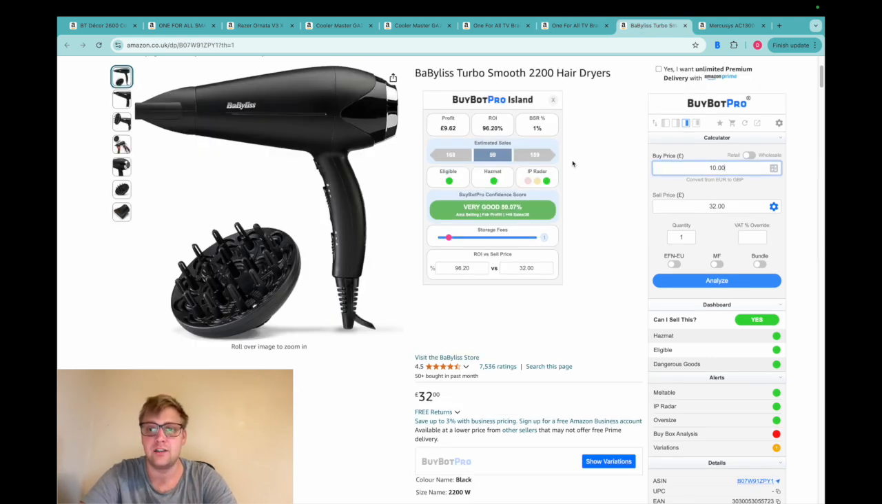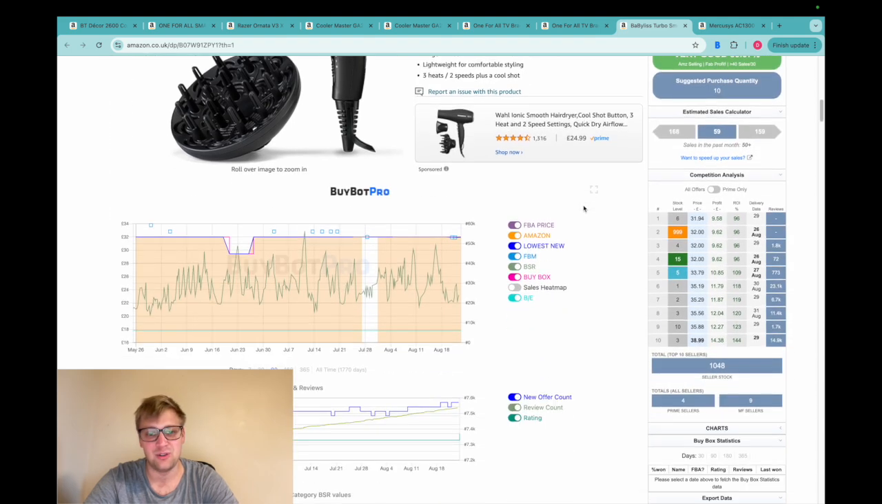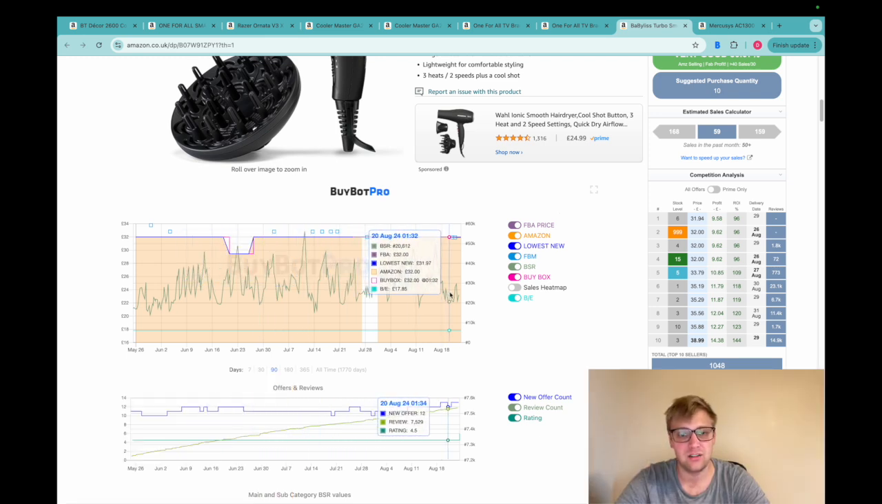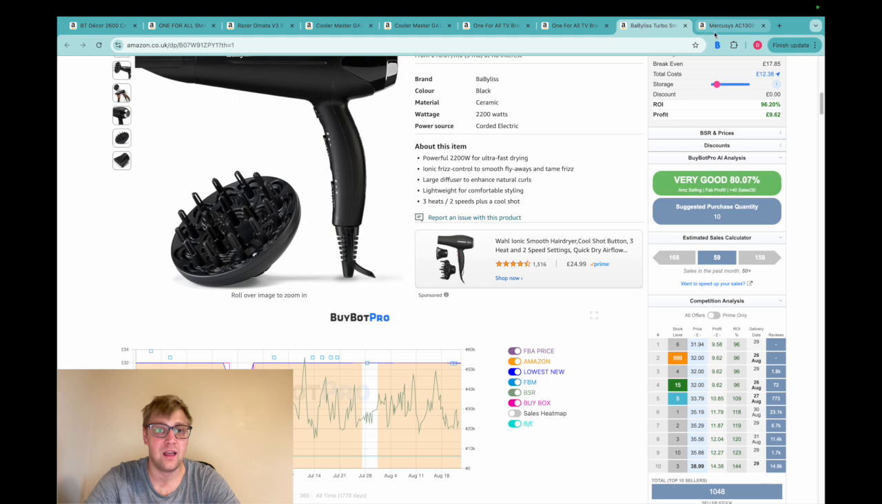Baby Bliss hair dryer, picked up a single unit for £10, selling for 32, close to £10 in profit, over 90% return on investment. Again, nice estimated sales, very good confidence score. Amazon is on the listing. Again, the bestsellers rank is moving, quite a low bestsellers rank, 20,000. No concerns about this product whatsoever.